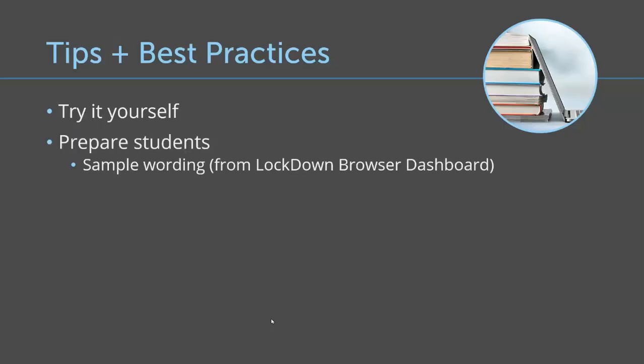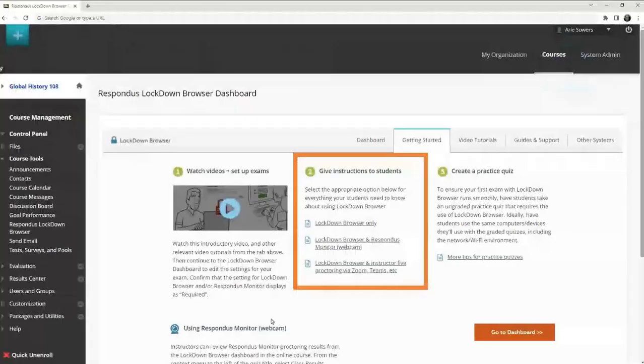You'll also want to think about how to prepare your students. So we've got a lot of resources to help you learn how the application works, and then you want to share some of those with your students. The first and maybe most useful thing we have is this sample wording. It's built right into the dashboard on that Getting Started tab under number 2, Give Instructions to Students. Each one of these links represents a different application. And you can simply copy the text you find there.